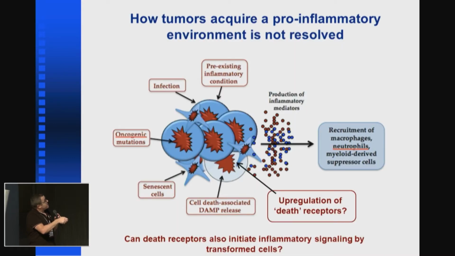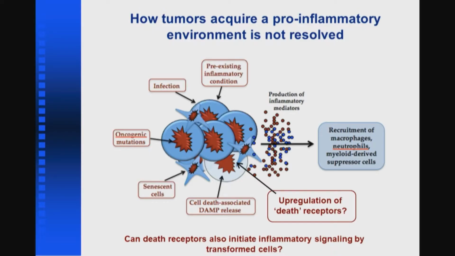So when you have a pre-existing inflammatory condition, so for example, individuals with Crohn's disease have a greater susceptibility to getting tumors in the colon. If there is an infection, then of course that can drive an inflammatory environment. So if you have persistent infection associated with viral infection, hepatitis B infection, for example, can predispose towards liver cancer. Certain oncogenic mutations may result in constitutive activation or constitutive production of cytokines, and so on. So really, our question was whether upregulation of death receptors by tumours may be a means of instigating tumour inflammation in certain circumstances.